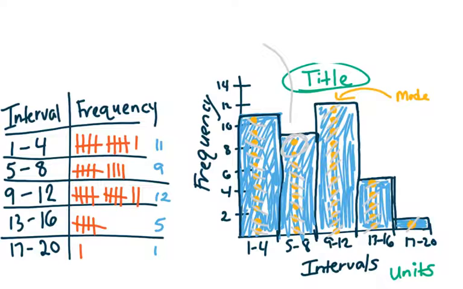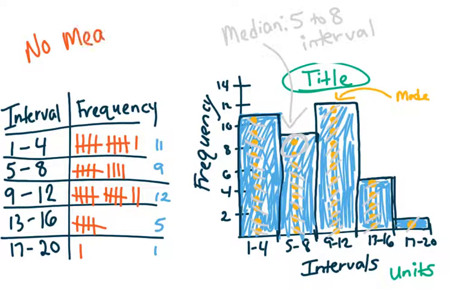So we can also tell that the median is somewhere in the 5 to 8 interval. Without the actual data, we couldn't know exactly what it is. And of course, without the actual data, we could not find the mean either. But we can take a look at the spread of the data, because this graph tells us that our data is pretty well distributed to the left. It has a little bit of left side skew.